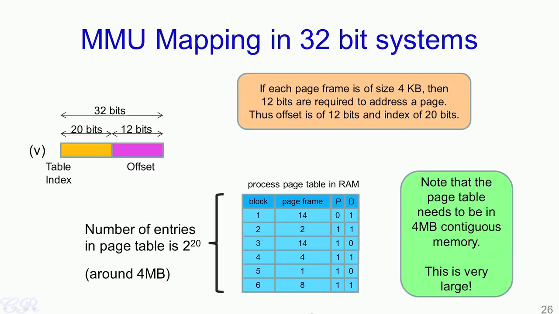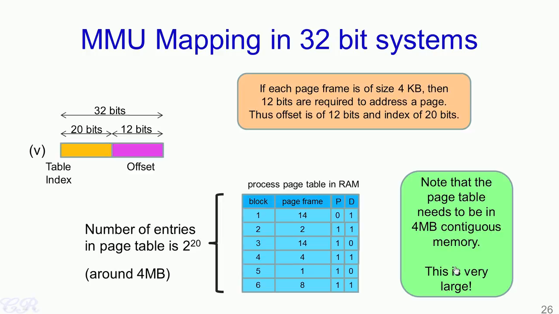Thus, we see that each process that executes on the system will have the additional overhead of having a 4 megabyte process page table. While 4 MB is not a very large space with today's RAM sizes of 32 and 64 gigabytes, the requirement that it needs to be contiguous would be an issue.